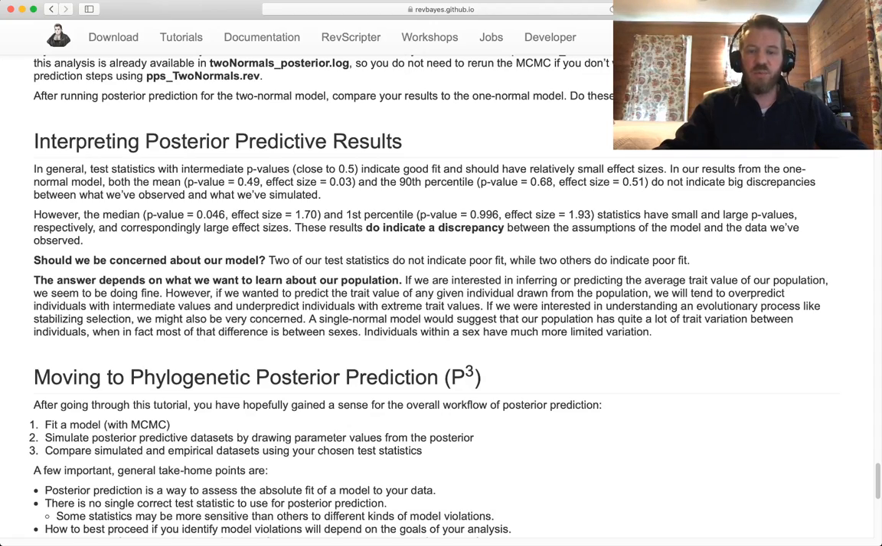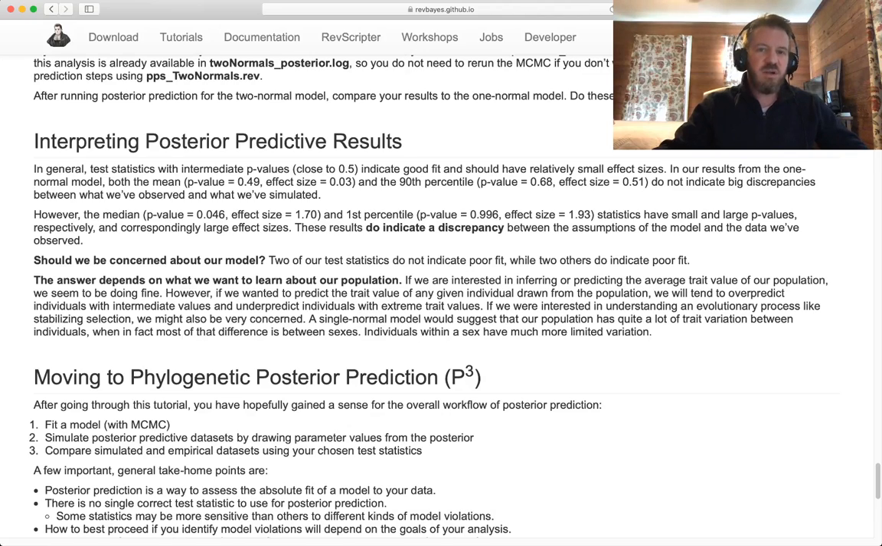So our single normal assumption might suggest that our population actually has quite a lot of trait variation between individuals, when in fact much of that variation is between the different sexes. And within each sex, there's actually a more limited amount of variation.